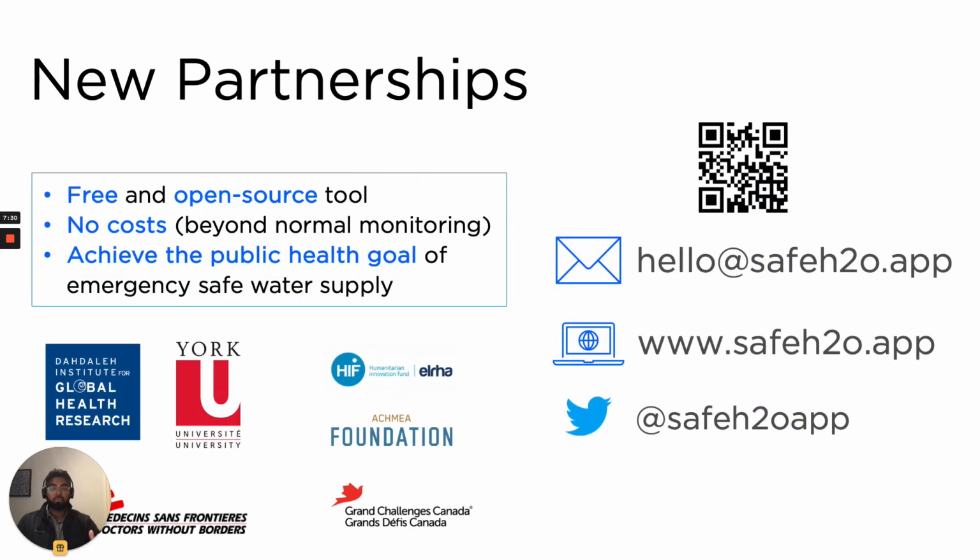The SWOT is free to use for everyone and it's an open source software. Using it entails no additional cost beyond what is normally in place for water quality monitoring in emergencies. Using the SWOT can ultimately help field workers achieve the public health goal of emergency safe water supply, of having water protected and free of pathogens where people actually drink it.